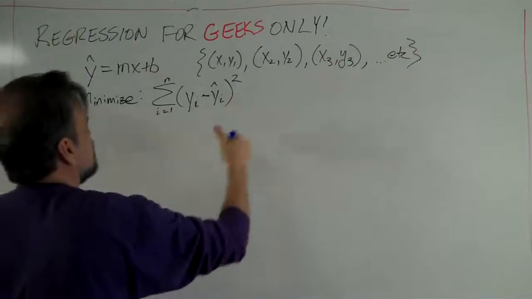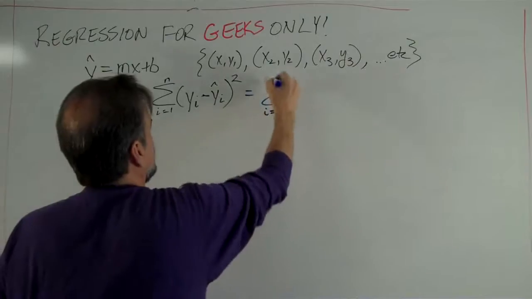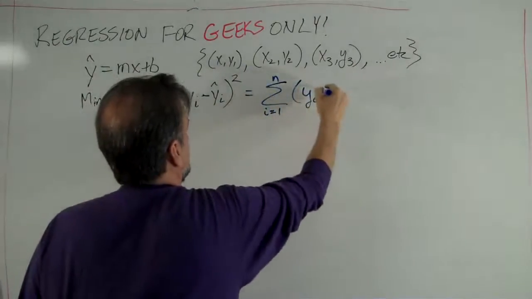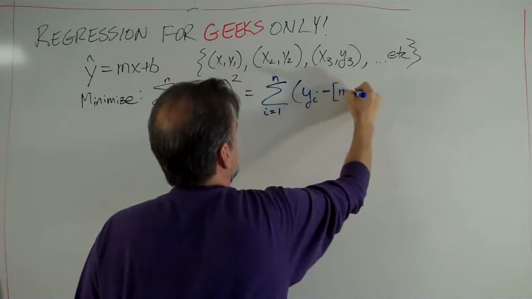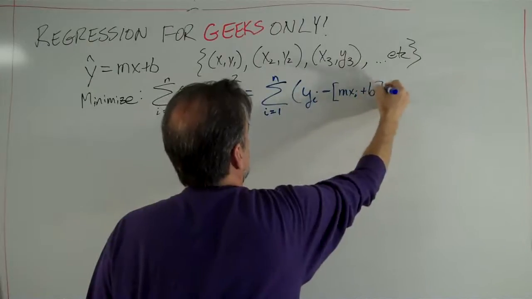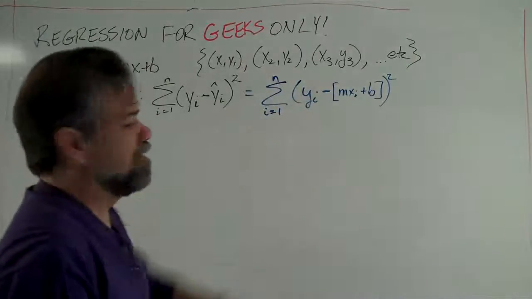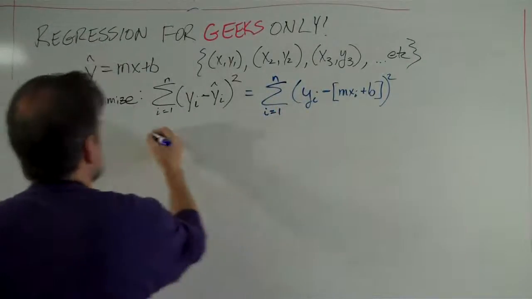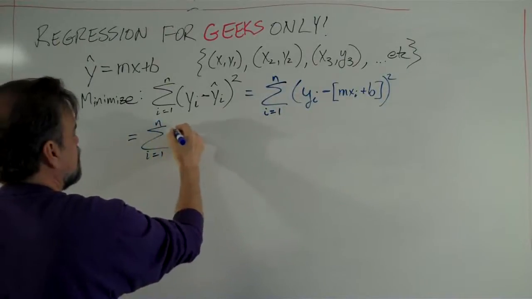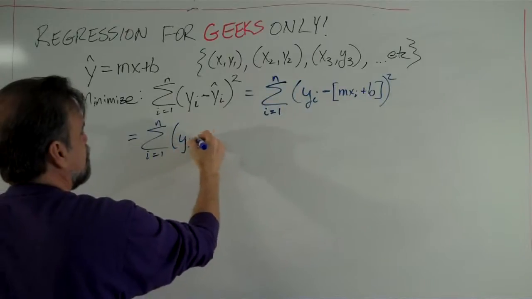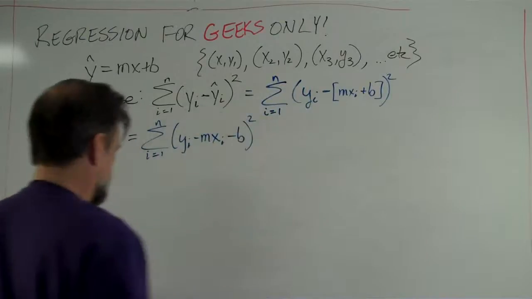All right, so what is this? Well, this is yi minus, remember what that is? mx plus b. Let me just put that in there. m times xi plus b, squared, right? Let me go ahead and distribute out that negative there. So that's going to be the sum of yi minus mxi minus b, squared.